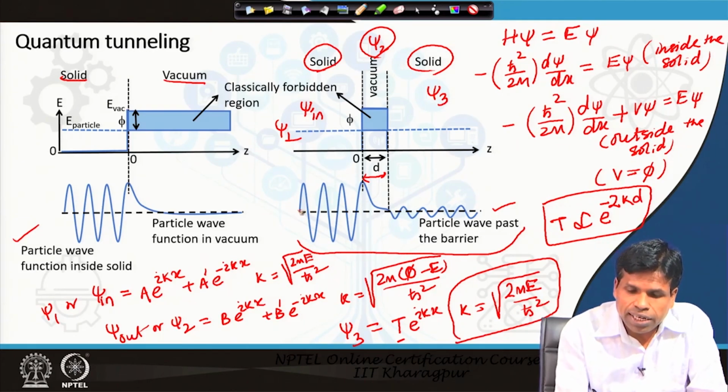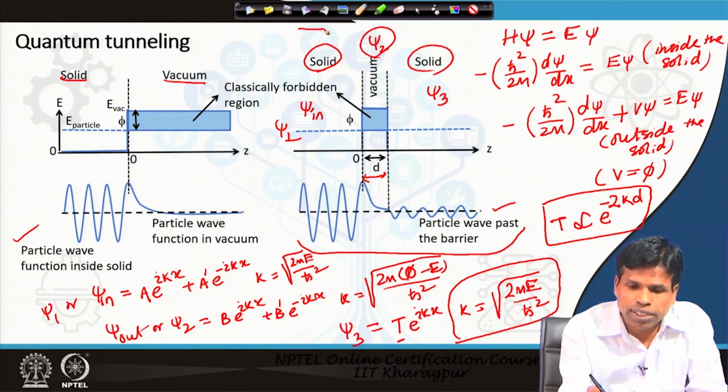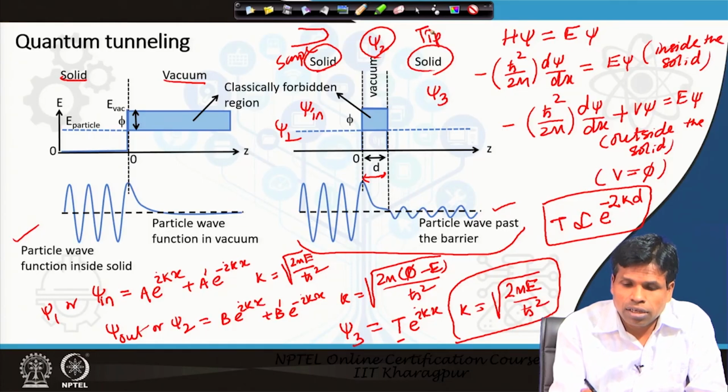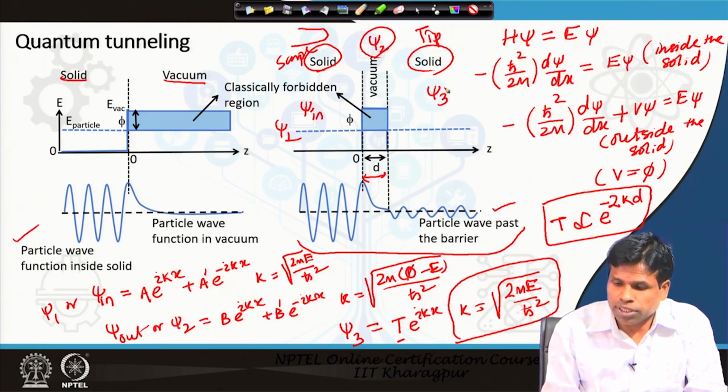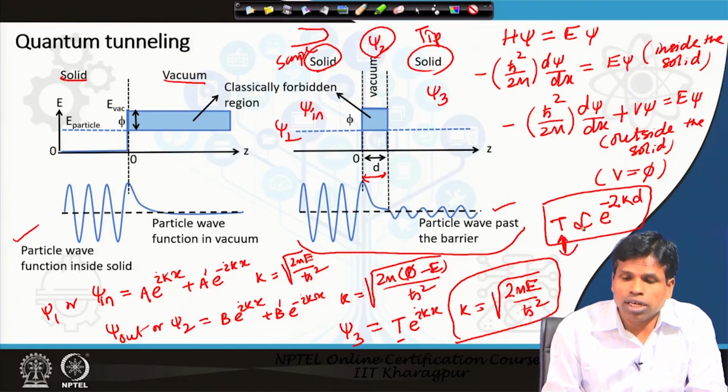Once an electron goes via a gap, on one side it will be a sample and on the other side a tip. The solid can be sample or tip, and electrons can tunnel from tip to sample or from sample to tip if we apply a potential. So the transmission coefficient of the electrons is proportional to e to the power minus 2 k d. This transmission coefficient is nothing but the tunneling current.